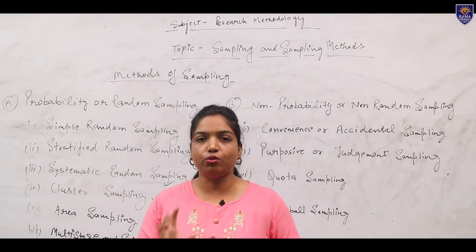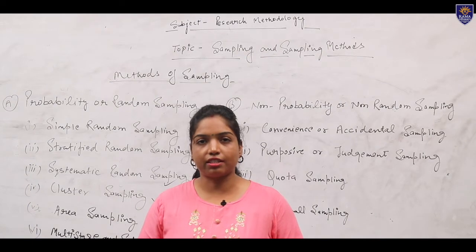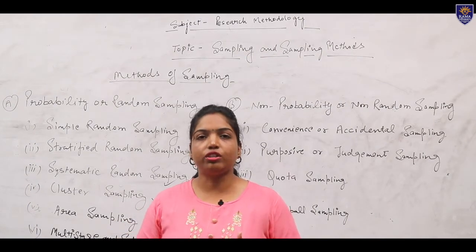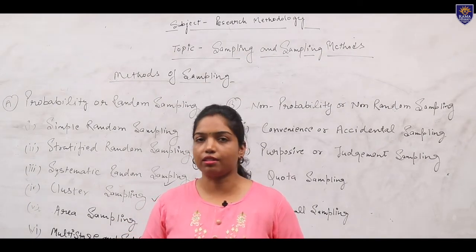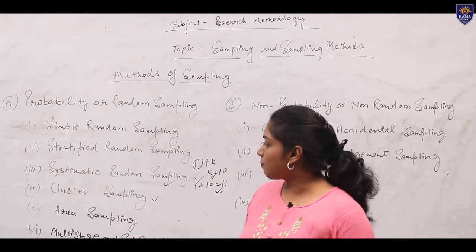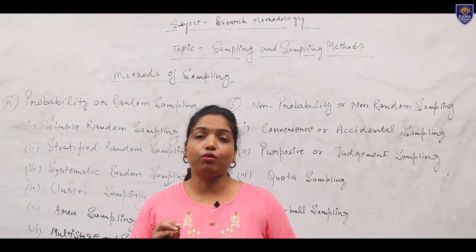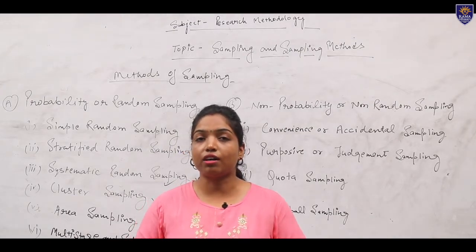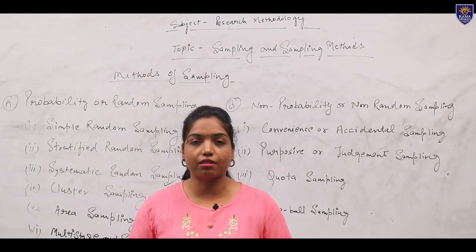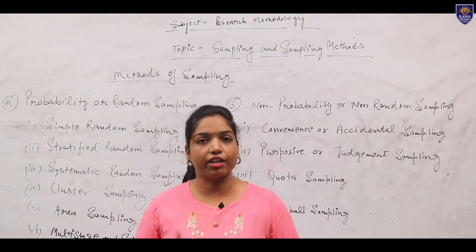In clusters, units are more heterogeneous in nature, and between the clusters, the units are more homogeneous in nature. The next one is area sampling. As the name suggests, area sampling means when we go for a sample survey through a wide geographical area, the basis is geographical area, then we go for area sampling.